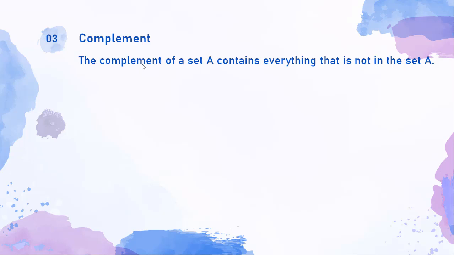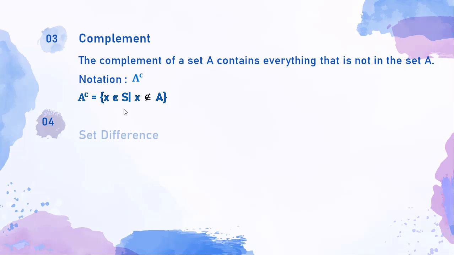Next, complement. The complement of a set A contains everything that is not in the set A. Notation: A complement. A complement is the set containing X, an element of S, such that X is not an element of A.